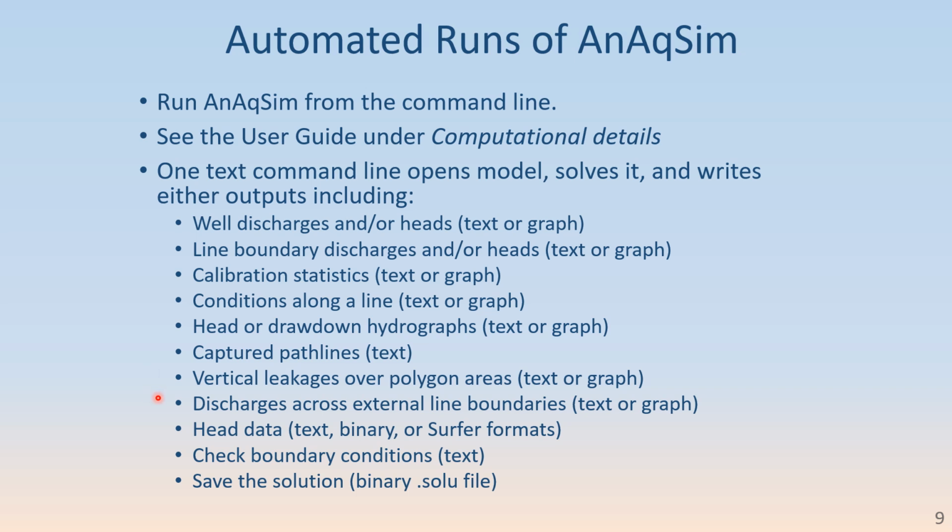You can do the same with external line boundaries, all the external line boundaries in the model. You can output head data, the data that is the basis for contour plots, thousands of points where the solution is evaluated. You can output that in text format, in binary format, or in a Surfer software format that you can just load right into Surfer and make contour plots outside Anaqsim that way. You can run the check of boundary conditions and have that output to a text file. You can tell Anaqsim to save the solution into that binary solution file. All of these things are possible.